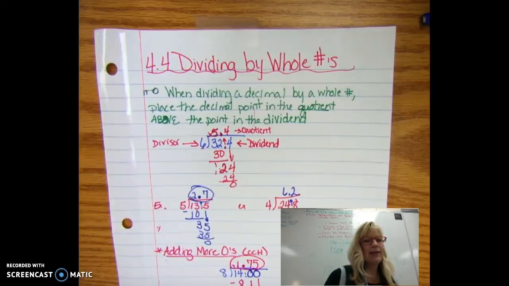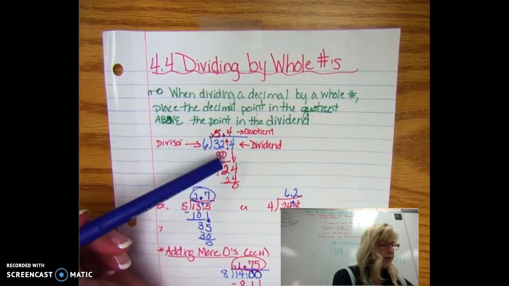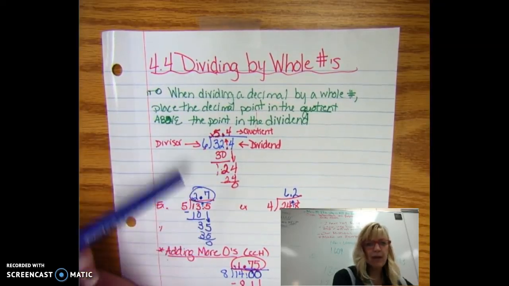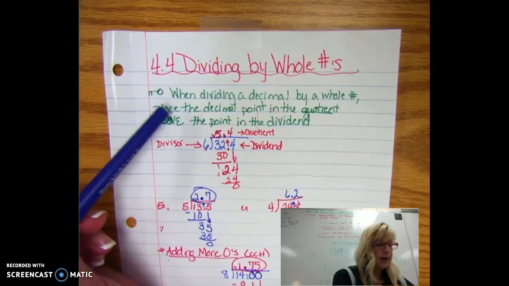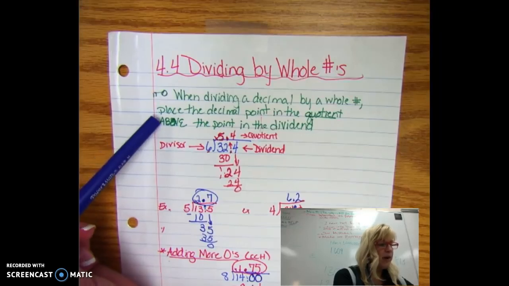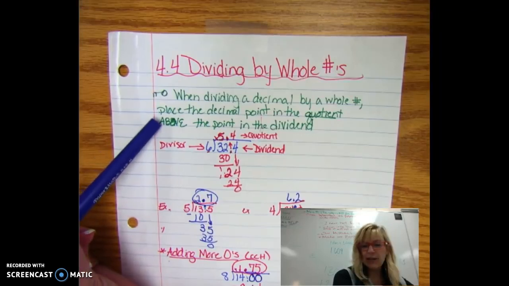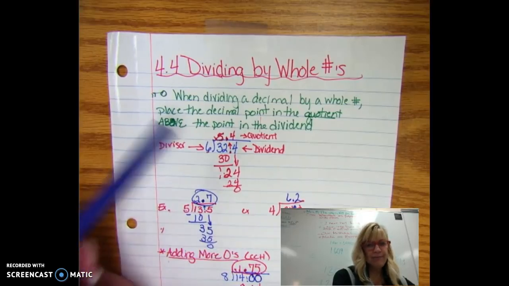I'd love for you to pause the video and write down the key concept in words, and then we will talk about this as well. When dividing a decimal by a whole number, place the decimal point in the quotient directly above the point in the dividend, just in case you have forgotten.